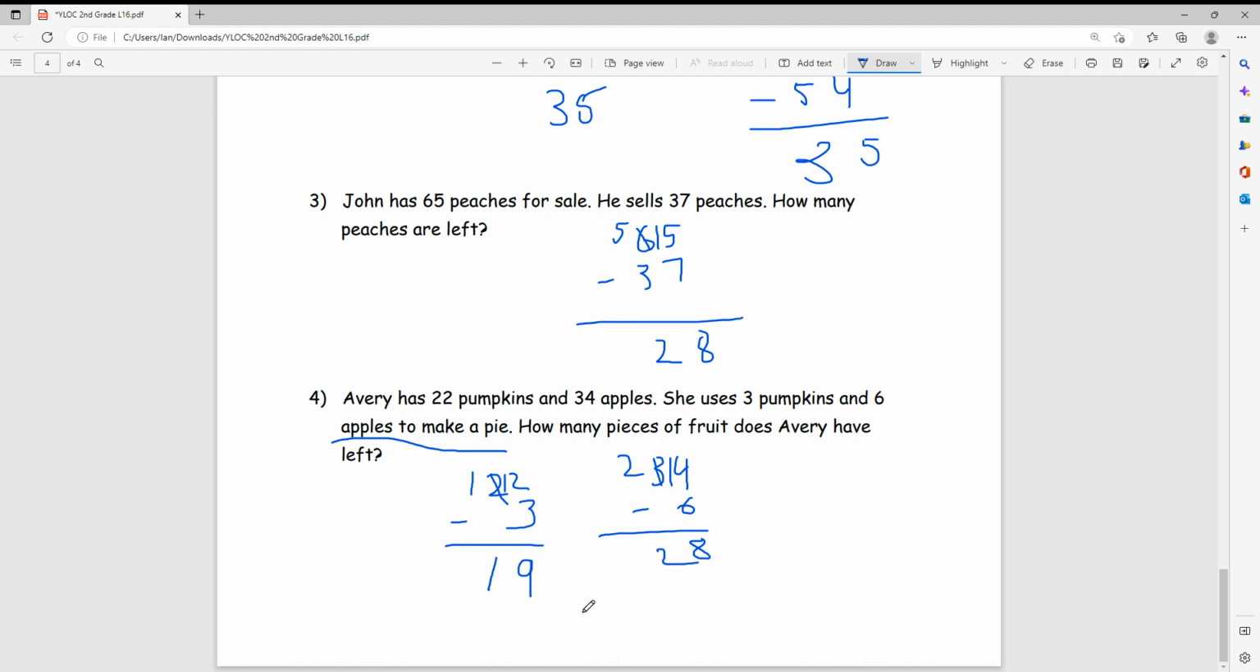So she has 19 pumpkins and 28 apples, right? But it wants to know how many pieces of fruit Avery has left. So we can add these together. So 28 plus 19. 9 plus 8 equals 17. The one up here. 2 plus 1 equals 3 plus 1 equals 4. So our final answer is 47.